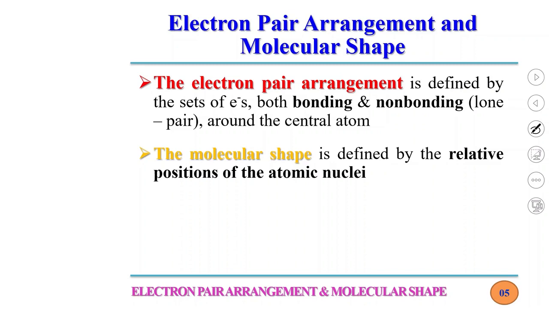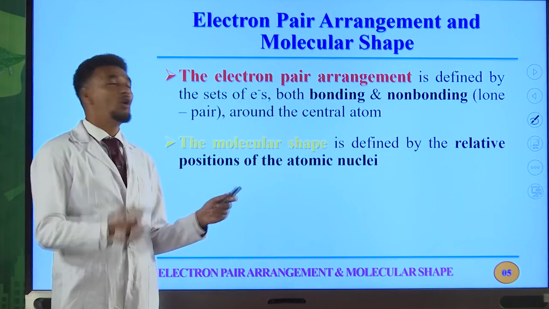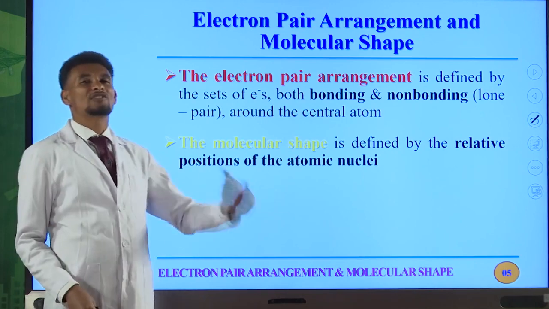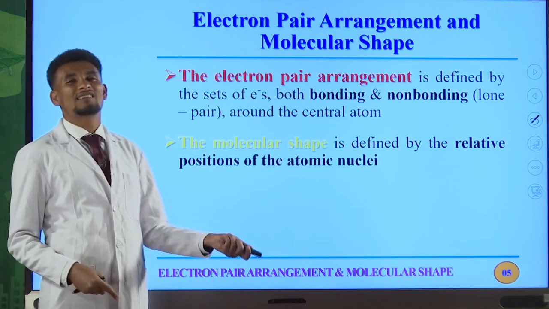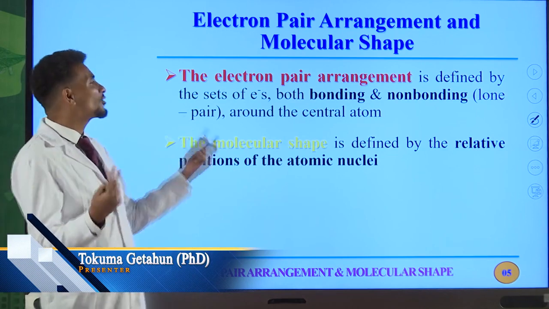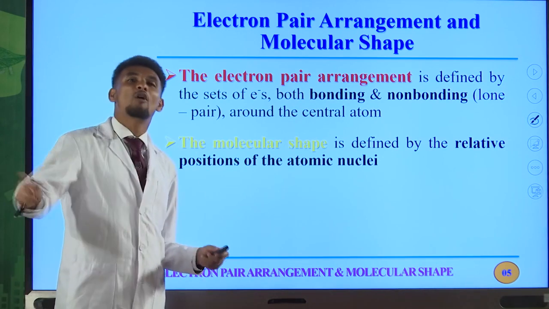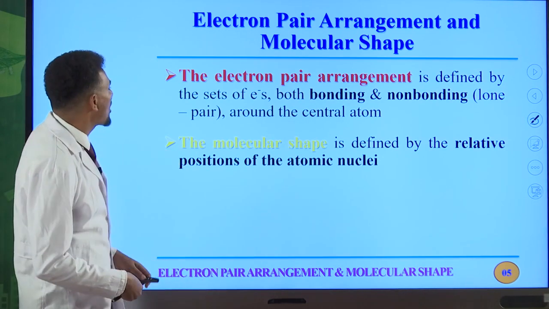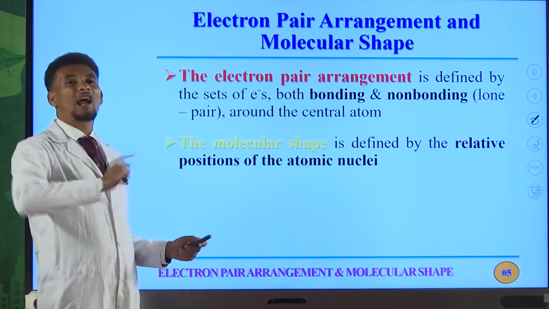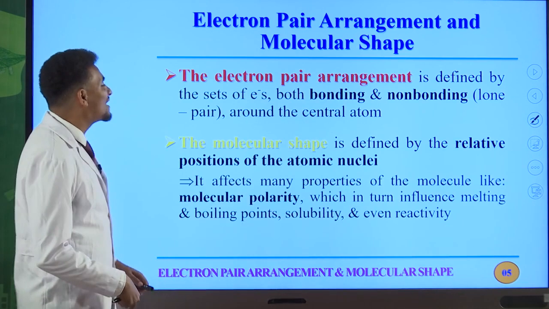But in the case of electron pair arrangement, all the time look at the pairs of electrons, both bonding pairs as well as lone pairs of electrons around the central atom, not on the terminal atoms, not the pendant atoms, or the substituents. So electron pair arrangements can be predicted by looking at the pairs of electrons, both bonding and non-bonding. But in the case of molecular shape, all the time look at the atoms, the central atom as well as the terminal atoms.